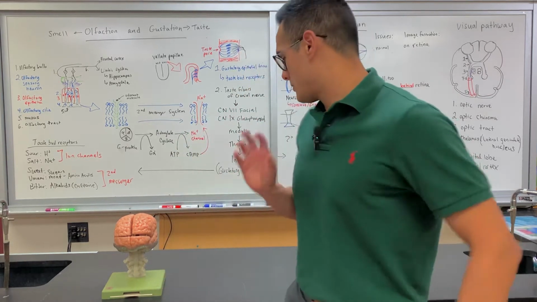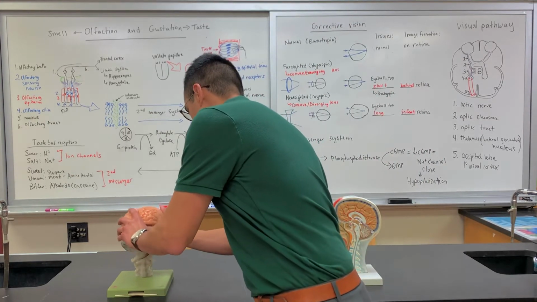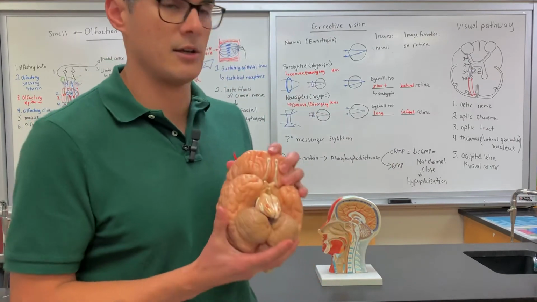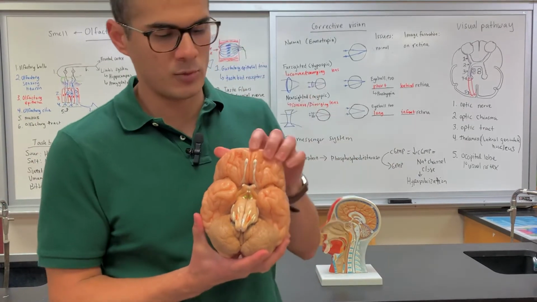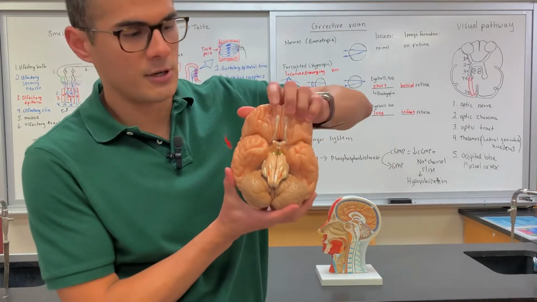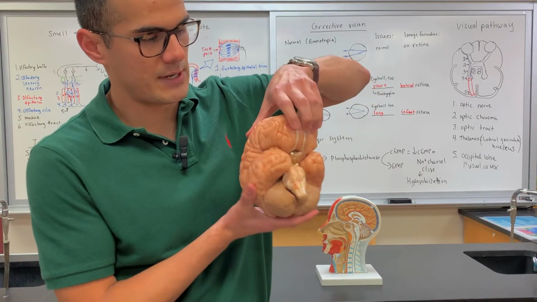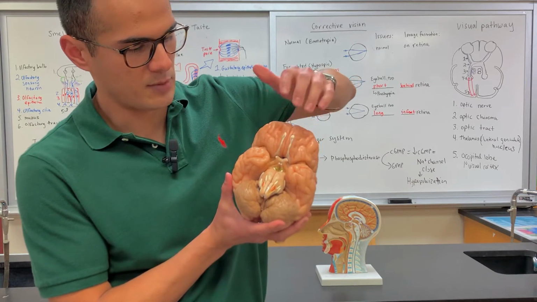So the first thing I want to point out to you, here I have the brain model. And the first thing I want to point out is the olfactory nerve. So that's cranial nerve number 1. So cranial nerve number 1 sits right here, and these are what's known as the olfactory bulbs. So that's right here. So this is on the ventral side of the brain.